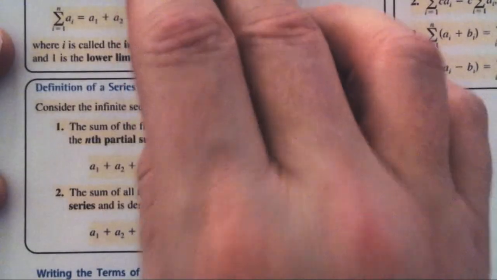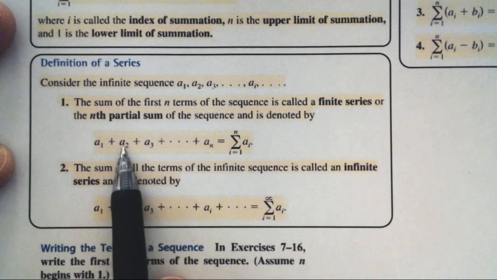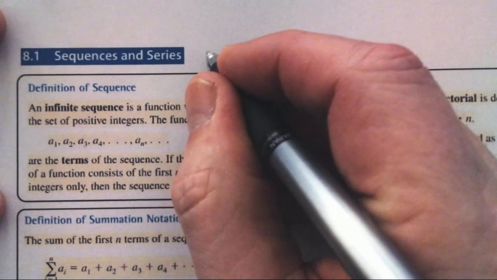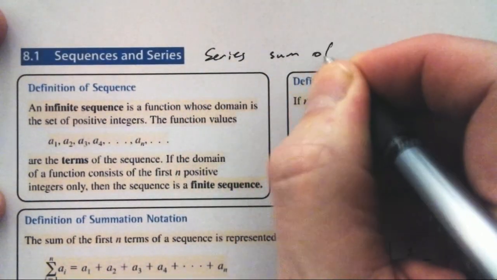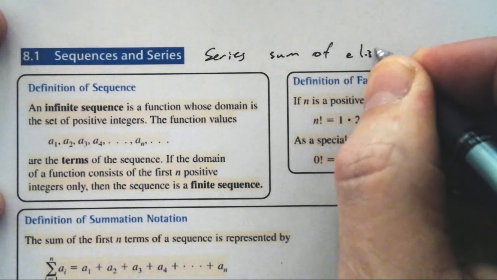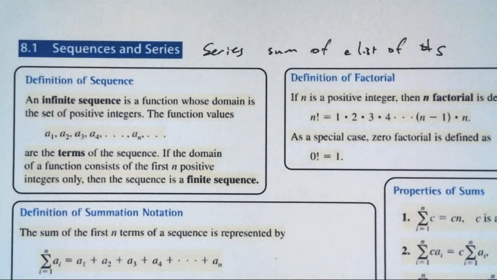How that differs from a series is really just the sum of the elements of a sequence, or series is just the sum of a list of numbers. Okay, so series is the sum, sequence is just the list.